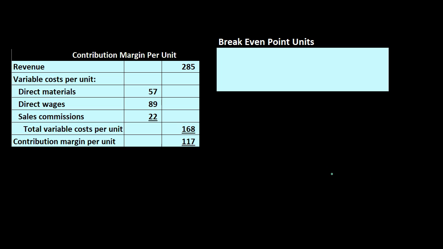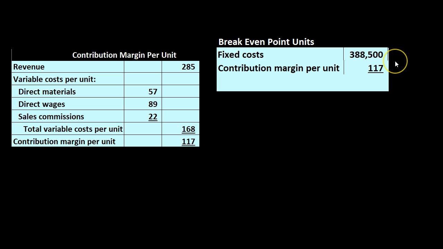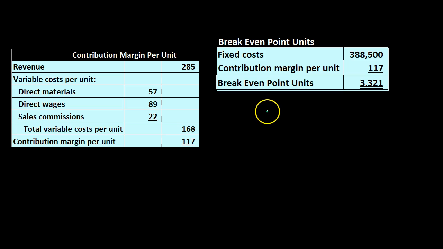Once we have that, we can use our calculation to get to a break-even point. This is kind of the starting point, one of the fundamental questions we would ask in business: how many units do we have to sell to basically break even, to cover our costs? Once we have our costs broken out between variable and fixed costs, we could start off with the fixed cost. There's the fixed cost, 388,500. And if we divide that by the contribution margin, the 117, we could say that the break-even point is 3,321.